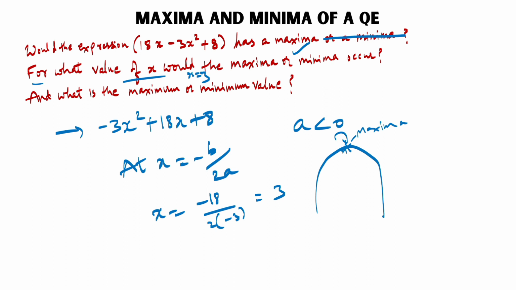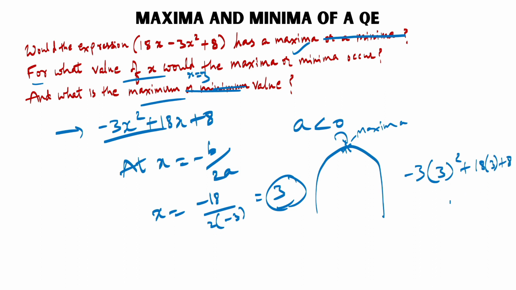And the final one, what is the maximum or minimum value? Here we will get a maximum value, and what is the value? Let's substitute x is equal to 3 in this expression. So minus 3 into 3 square plus 18 into 3 plus 8. This will be equal to 35. So 35 is the maximum value. Like this we will solve maxima and minima problems in quadratic equations.